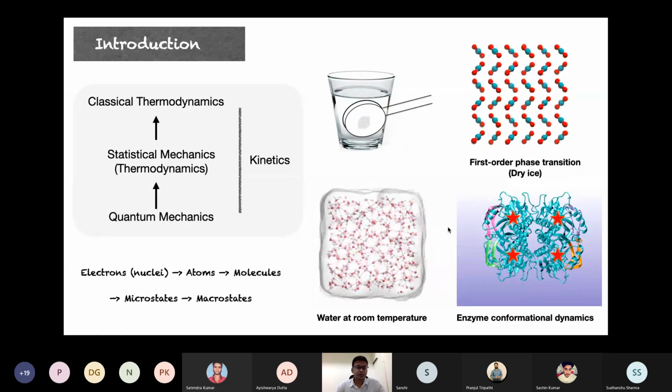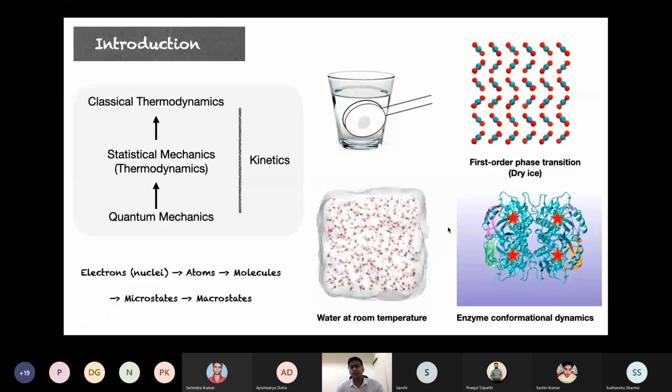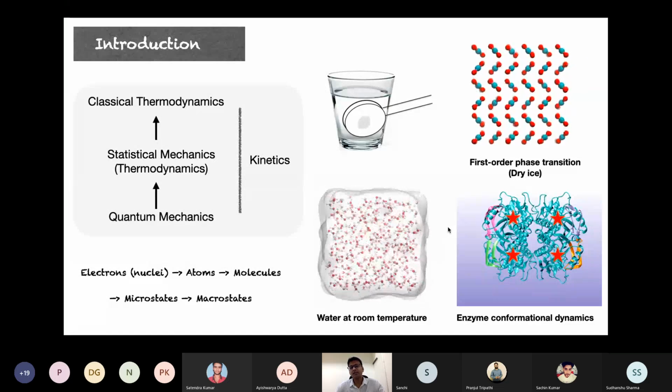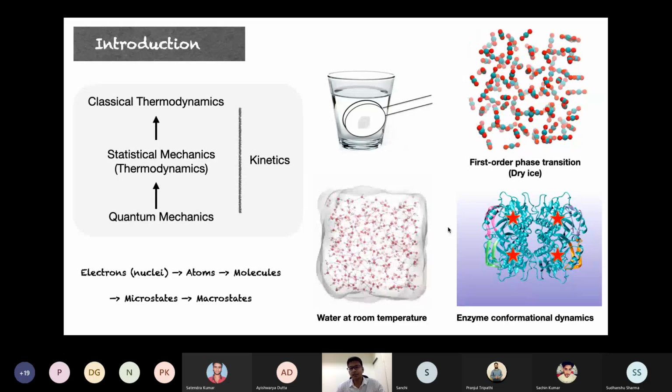We started from a fluid structure, or let's say liquid CO2, and then we carried out a molecular dynamics simulation, and we could study the phase transition. So this is called a first order phase transition.